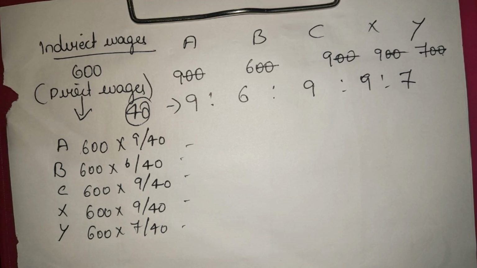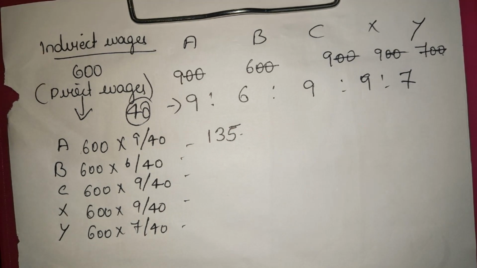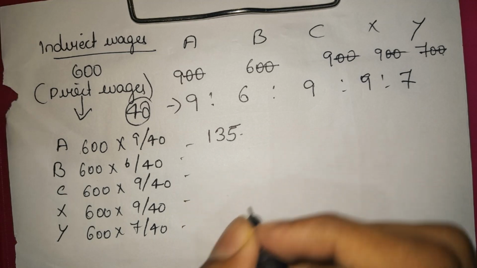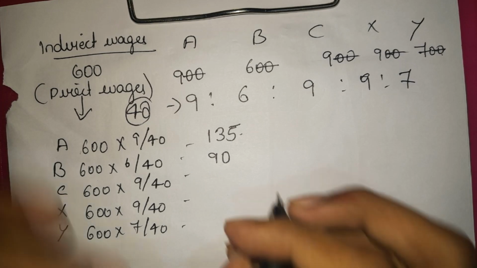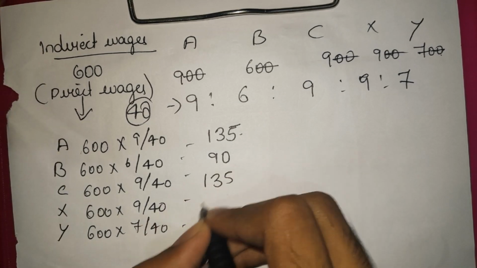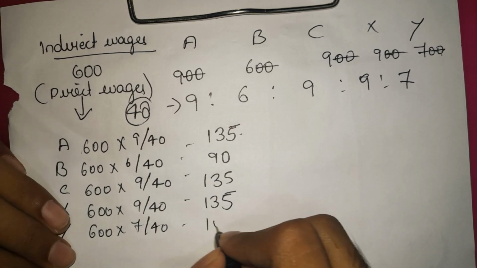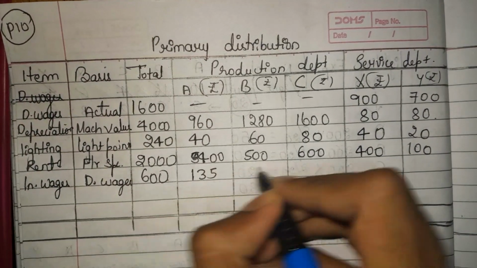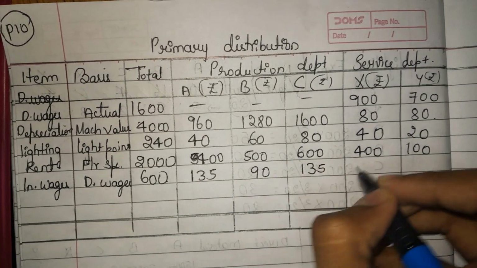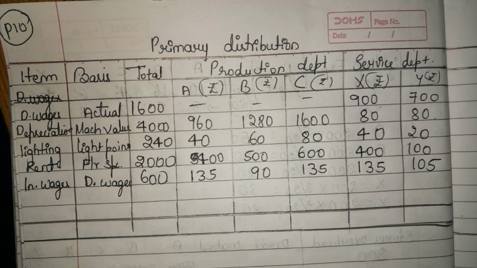Now 600 into 9 divided by 40, it is 135. Next 600 into 6 divided by 40, it is 90. Next 600 into 9 divided by 40 will be 135. This is also 135. Next 600 into 7 divided by 40 will be 105. So this amount we have to write it over here: 135, 90, 135, 135 and 105. This is all about indirect wages.